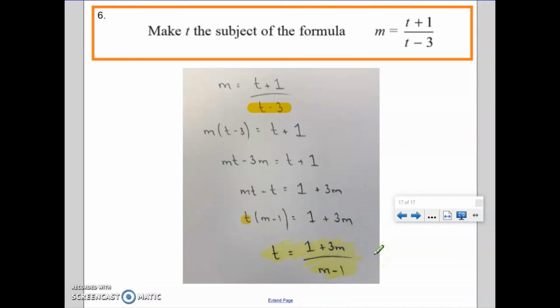Very well done if you were able to answer all 6 of those very challenging rearranging formula questions. That shows a very good understanding of the topic of rearranging formula or making a letter the subject of that formula. Very well done.